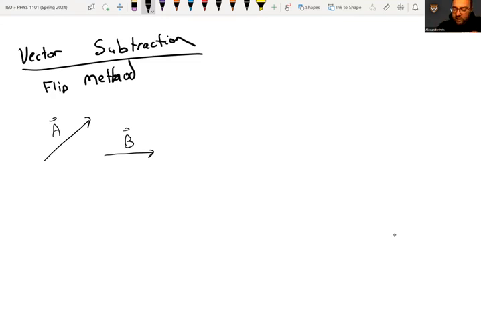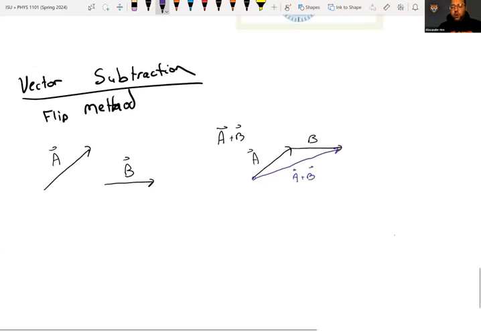Now, as a reminder, if I wanted to do A plus B, basically what I'd do is I'd first write A, and then I would do B, like so. So A and then B. And then I would do the tail, change colors, I would do the resultant vector. This thing would be A plus B, just like that. Oh, one other thing.